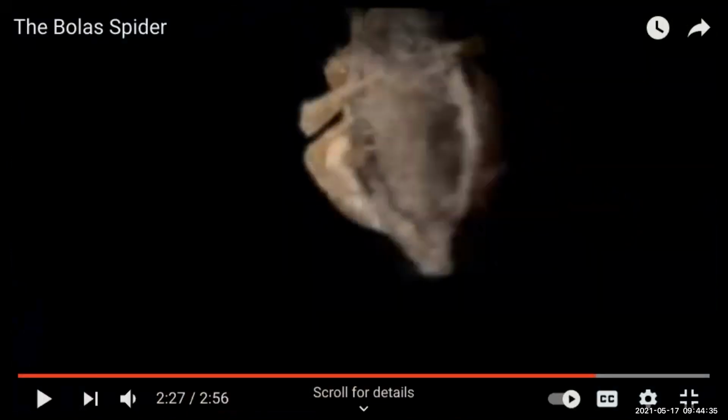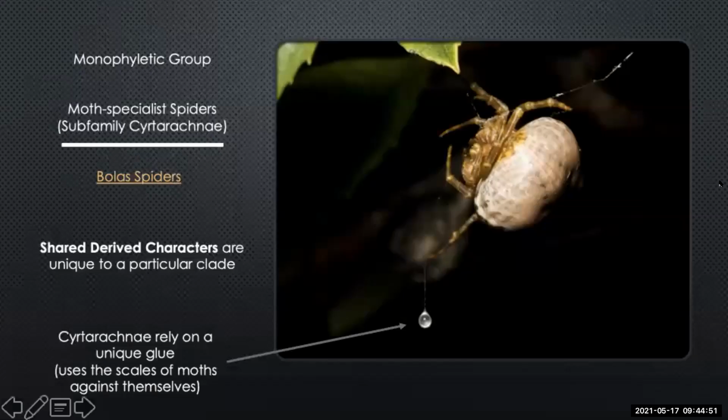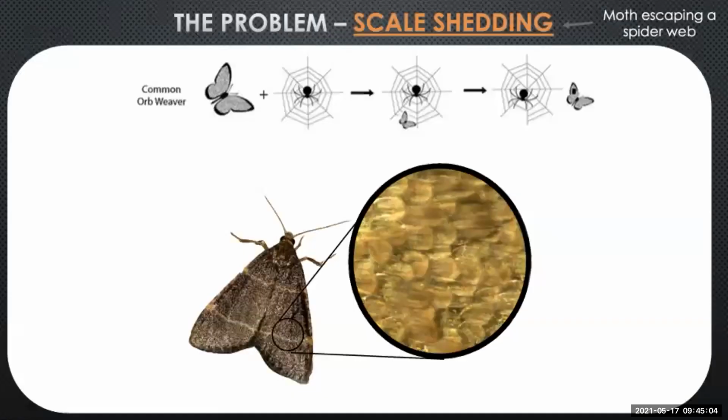Yeah, and so that spider will do that multiple times a day. They may even wrap up that moth and hang it like a fish, and then keep looking for more. But this glue is actually something very special. It evolved in only a particular subgroup of spiders, the ones that learned to feed on moths. They have this special glue that helps break over the scales of moths.